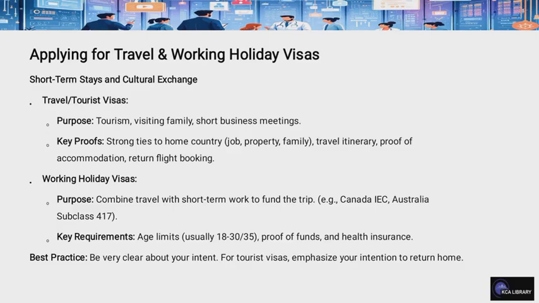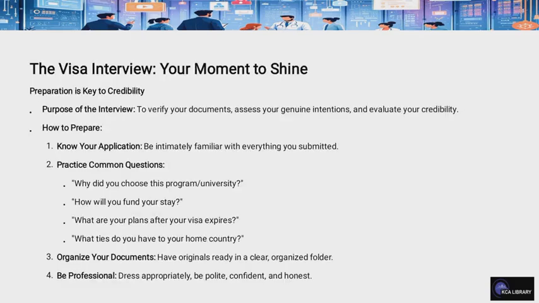For a working holiday visa, the purpose is to combine travel with short-term work to fund the trip. The key requirements are an age limit, usually 18 to 30 or 35, and proof of funds and health insurance. In practice, you need to be clear about your intent. For a tourist visa, emphasize your intention to return home.